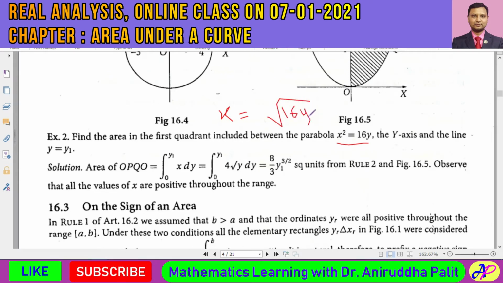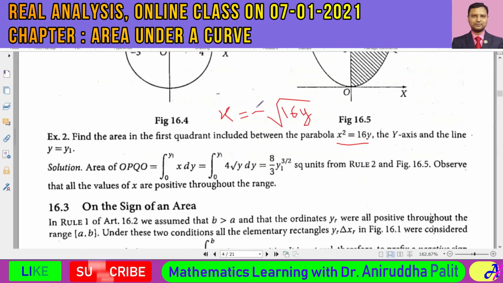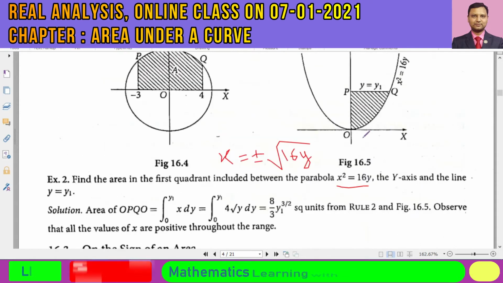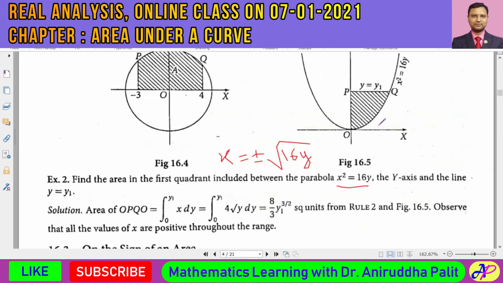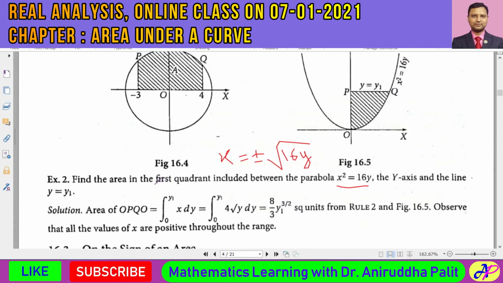So x should be written as plus or minus root over of 16y. So the plus expression or the minus expression may appear. But if you look at this expression in the first quadrant, in the question it is given that we'll have to find out the area in the first quadrant. In the first quadrant, both x and y are positive.